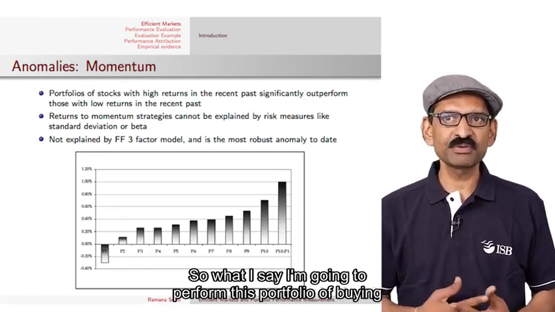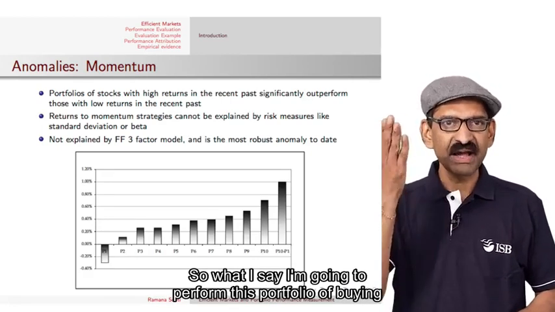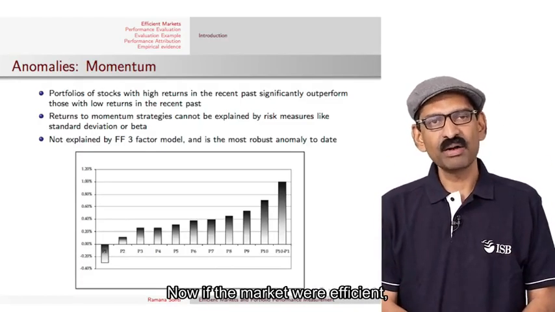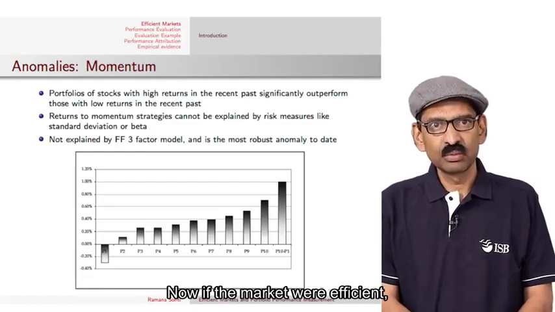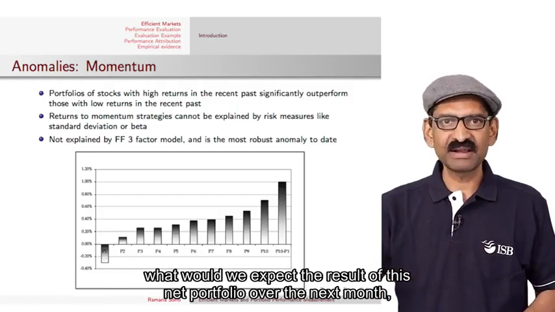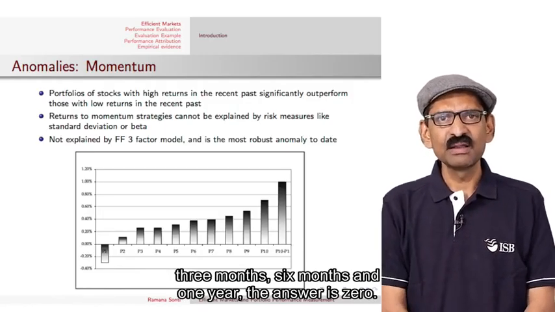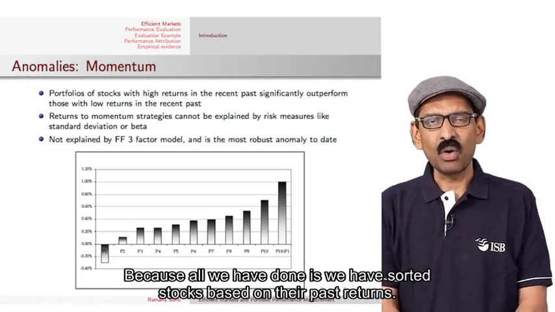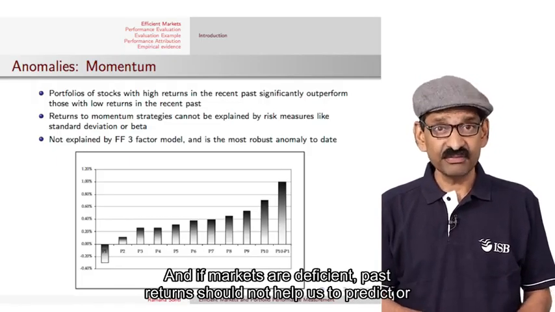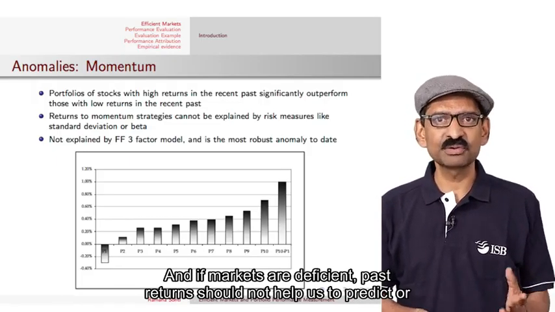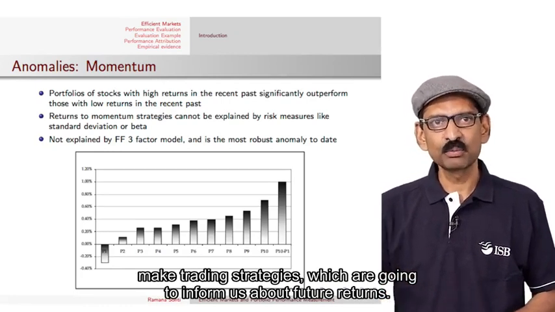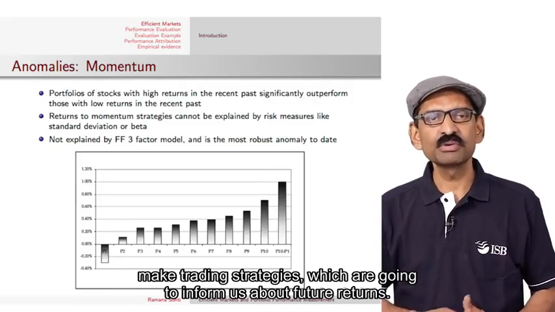Suppose I say I'm going to form a portfolio of buying these winners and selling the losers. Now, if the market were efficient, what would we expect the result of this net portfolio to be over the next month, 3 months, 6 months and 1 year? The answer is 0, because all we have done is sort stocks based on their past returns. If markets are efficient, past returns should not help us make trading strategies which inform us about future returns.